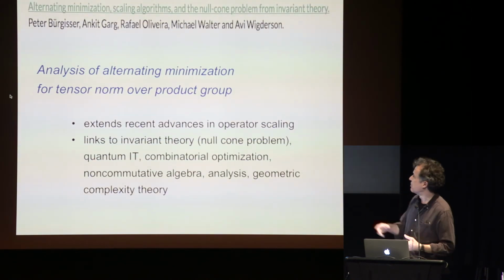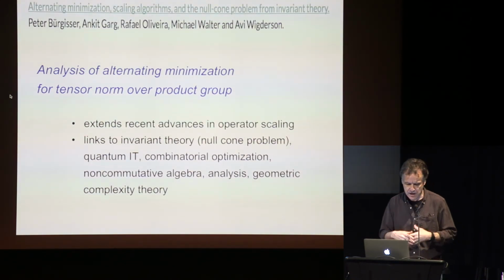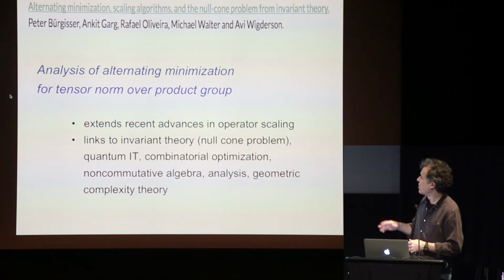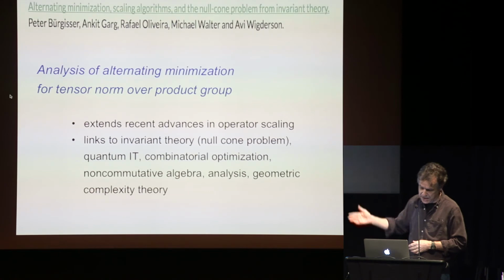Now, what's remarkable about this paper is just the range of things that it puts together. It extends recent advances in operator scaling, and it's got links to everything: invariant theory, the so-called null-cone problem, quantum information theory. Well, you can read this list.